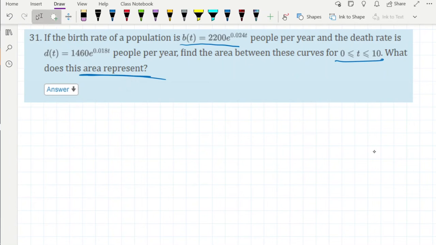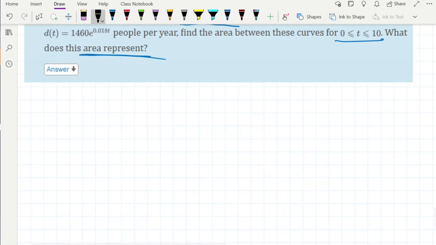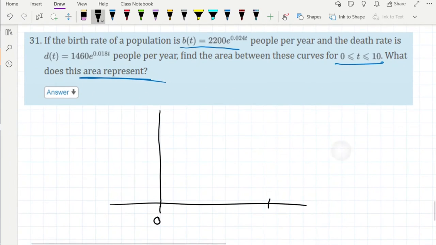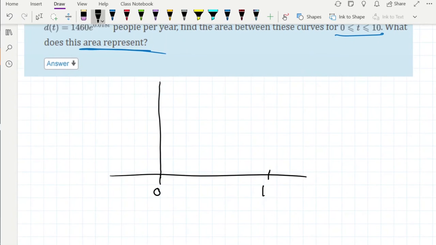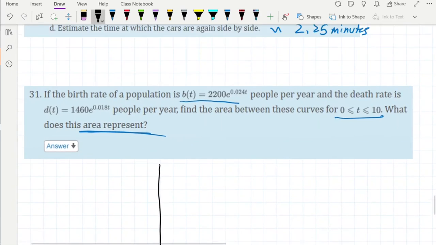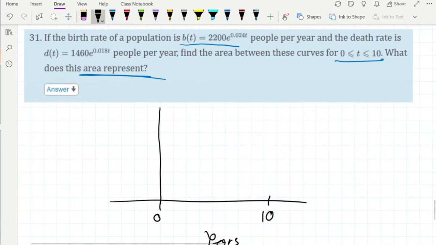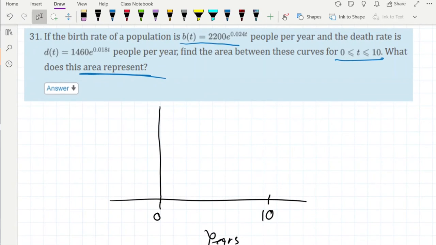All right, so I actually think I remember seeing this one a while back on one of the web assigns, not MyLab. So we got from 0 to 10, whatever, just to say, yeah, t equals 10, so this is going to be years. And now we got to just put some fake numbers in for the y-axis.